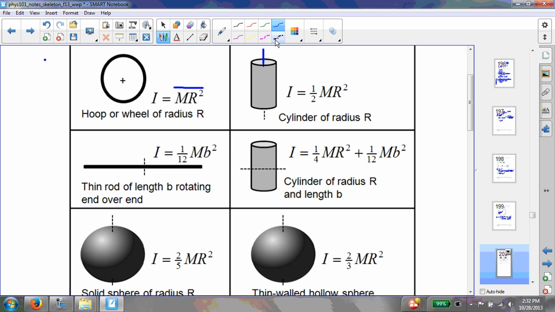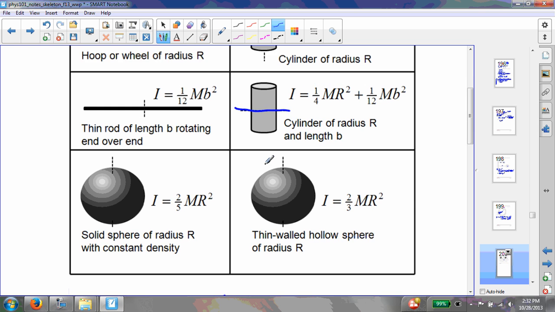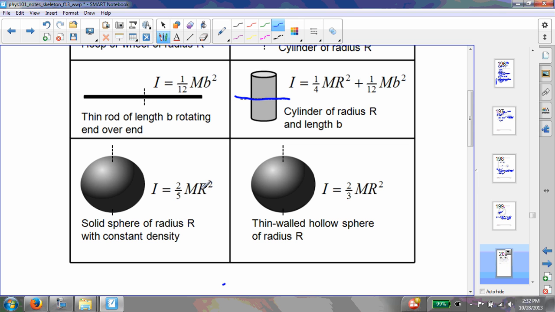Here's a cylinder of radius r. But now instead of rotating about the axis through the center, we have an axis going like, if this is a person, it would be like through the waist. And then we have a solid and a thin walled sphere. And notice that all the expressions for the moments of inertia are different. It's because you have to go through and do an integral for each of these to sum up the contribution of all the different mass elements within the objects in order to find their total moments of inertia.